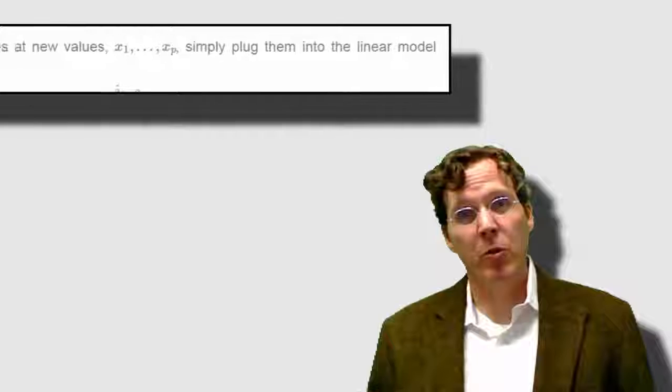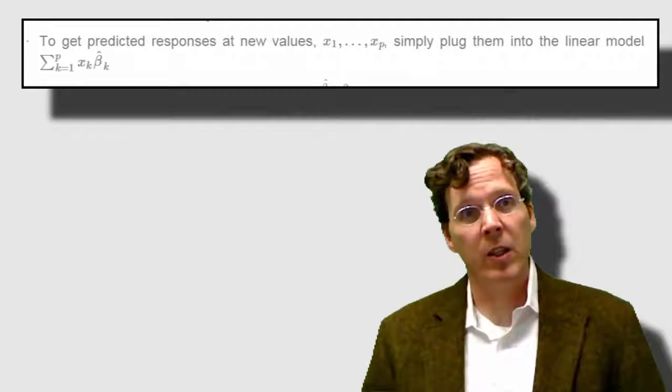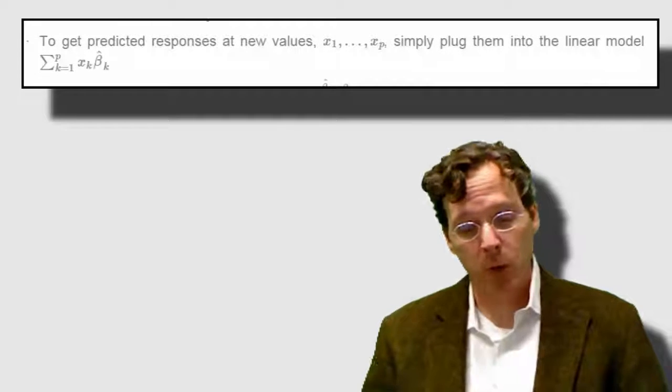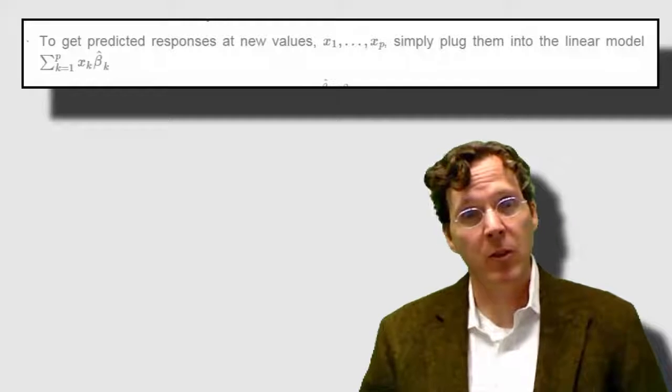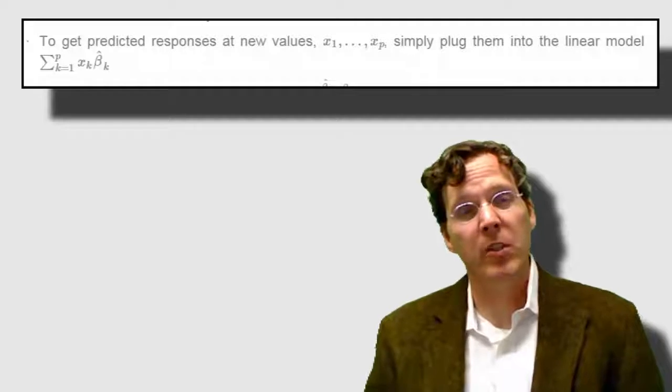So again, to get a predicted response at some new values, we just plug them into the linear model. If we have a new x1 to xp, we multiply them each by their respective coefficients and add them up, and that's our new predicted response.